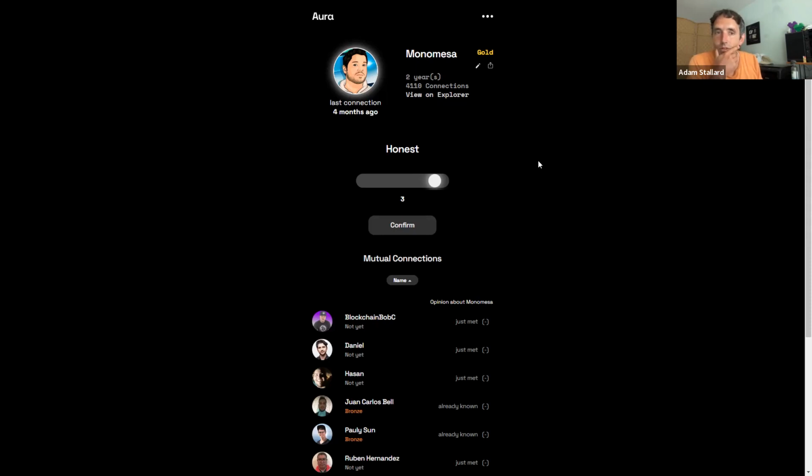We'll talk about it later, but this is going to be really useful to applications that want to start using Aura. The verification is ready for applications to use. The Aura graph is still growing, but it's already better than other options.